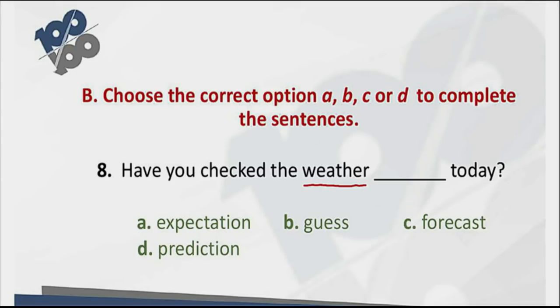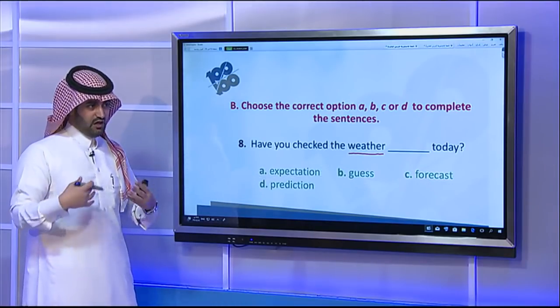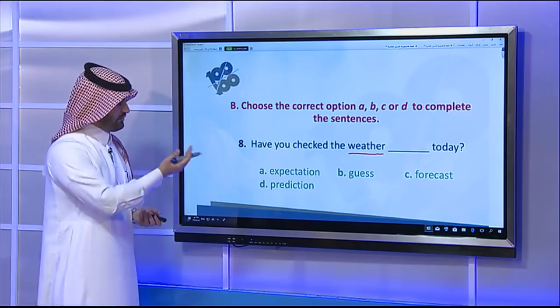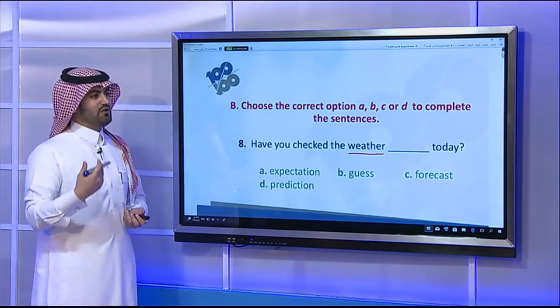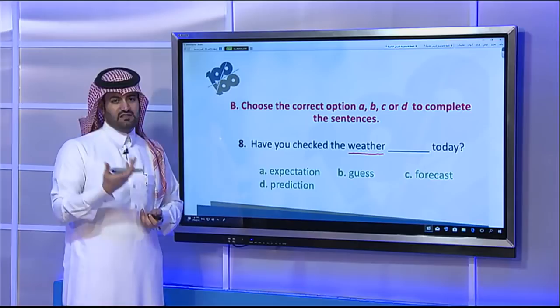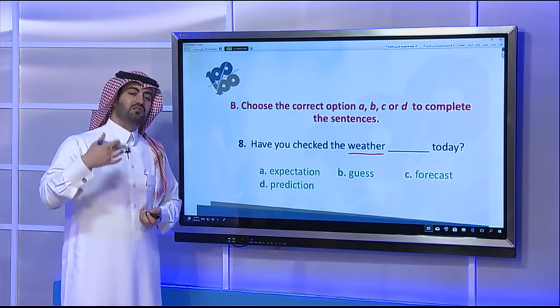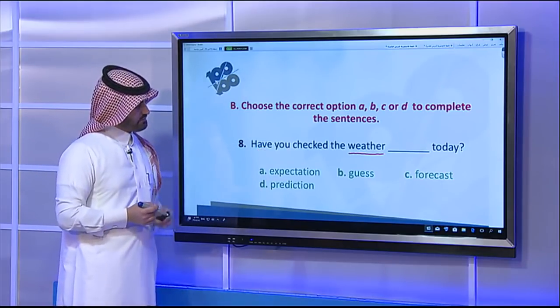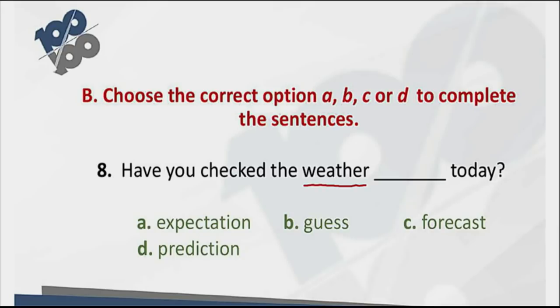But what does this word mean? Expectation is when you expect something, when you hope something will happen. It doesn't come with weather. Guess is when I give you a question and you try to guess the answer, to try your best to find an answer. It has no relation with the word weather, because weather is the key word here that will help me find the right word from the options. Forecast means prediction, like here. But what is the difference between forecast and prediction?